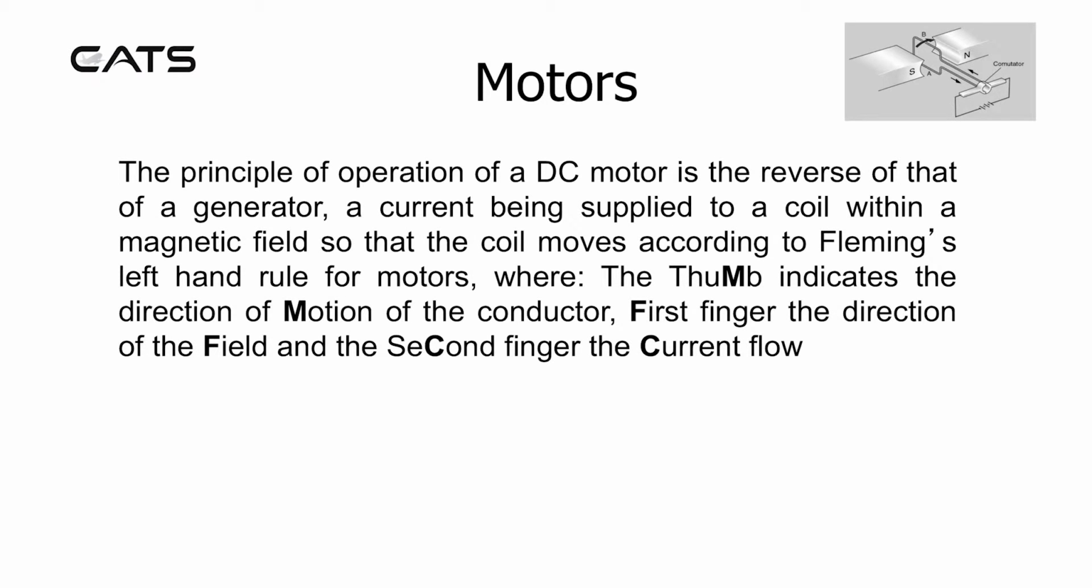The principle of operation of a DC motor is the reverse of that of a generator. A current is supplied to a coil within a magnetic field so that the coil moves according to Fleming's left-hand rule for motors, where the thumb indicates the direction of motion of the conductor, the first finger the direction of the field, and the second finger the current flow.